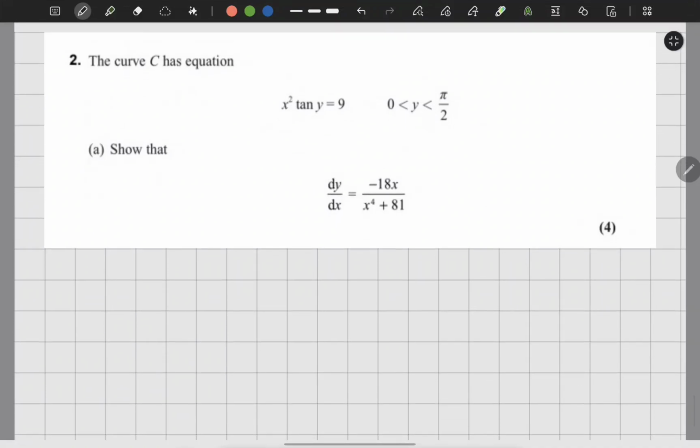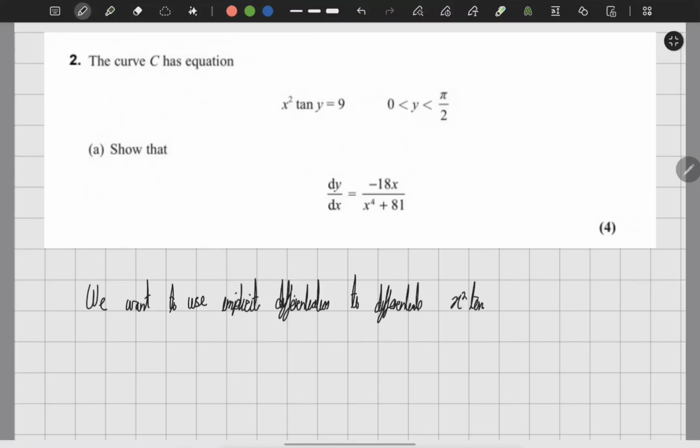This is an example of an implicit differentiation question. So let's get into it. If we look at the question, we have x squared tan y equals 9. Over here we have x and y on the same side, so that means we have to use implicit differentiation. There are other ways, but this is the easiest way of doing questions where the x and the y are on the same side.